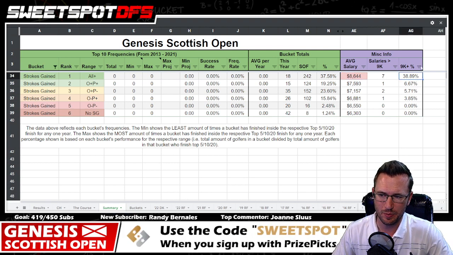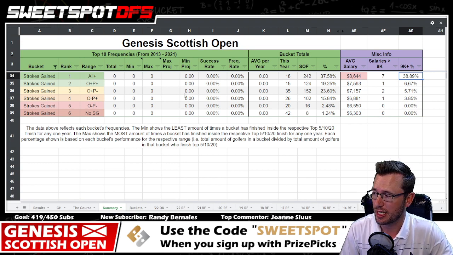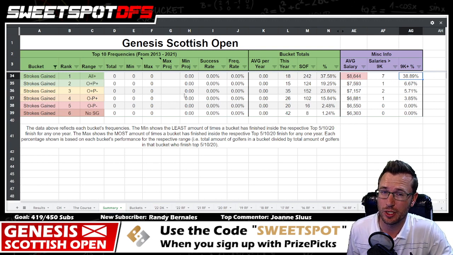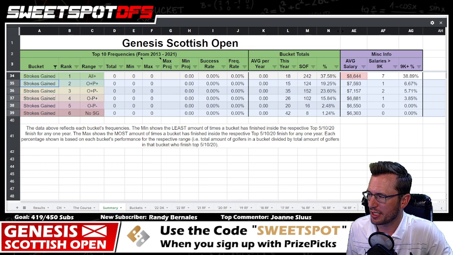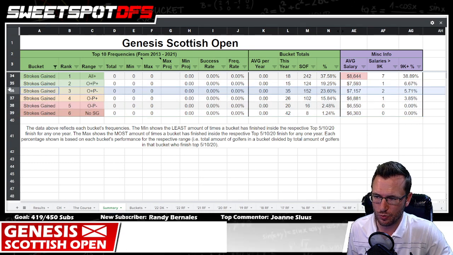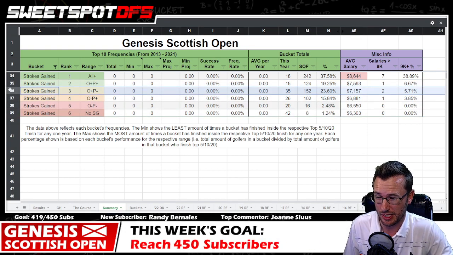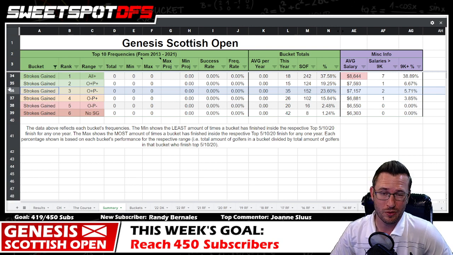Because this isn't 50% of the 9K range, I'm not going to lower that projection. I still think 2 to 4 are going to be inside the top 10, and you want at least 2 golfers in your lineup. The rest of the buckets, I think strokes gain 3 is probably the only other solid one to choose from. We have 35 golfers in that bucket. I'd say 1 to 3 will be inside the top 10 from this bucket.